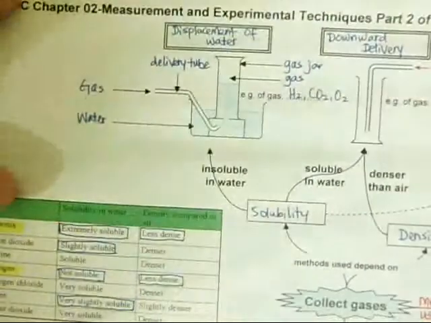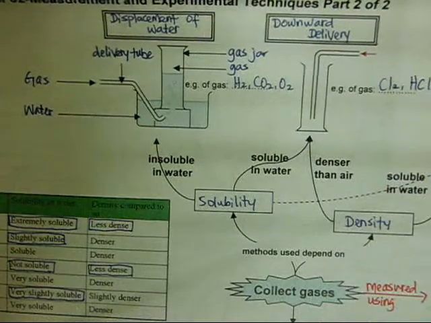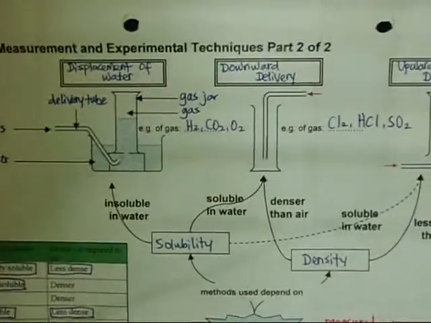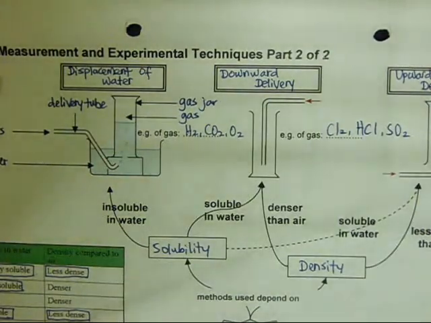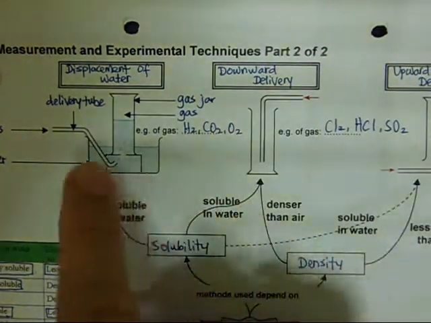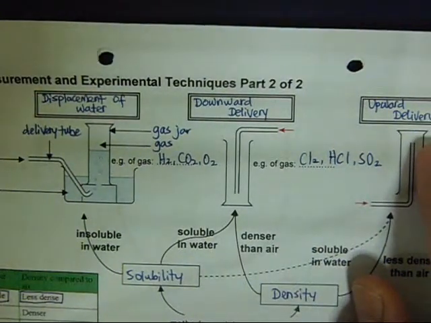Then for the second page of the measurement and experimental techniques, basically, this part concerns the different methods for collecting different gases. Now, these are the three different methods for collecting gases in chemistry lab.